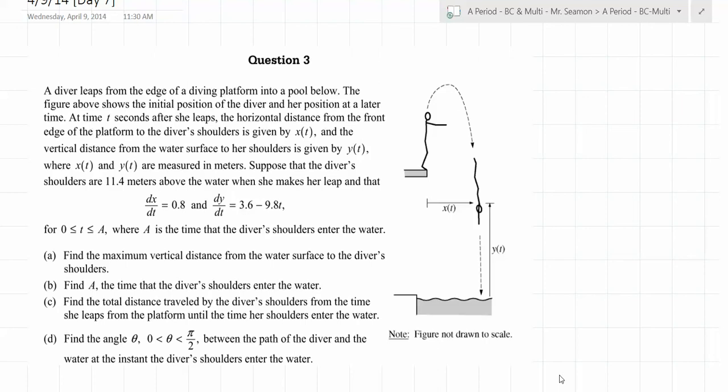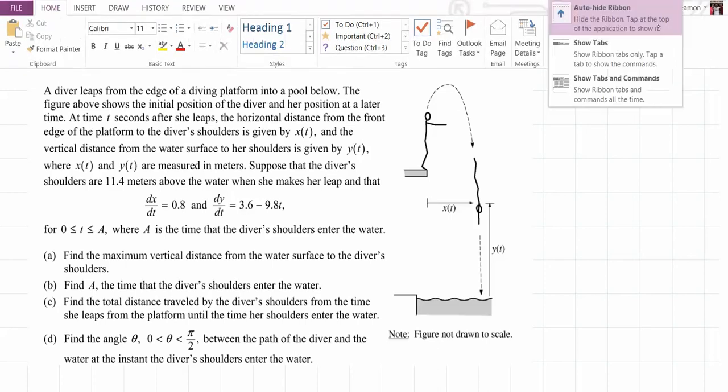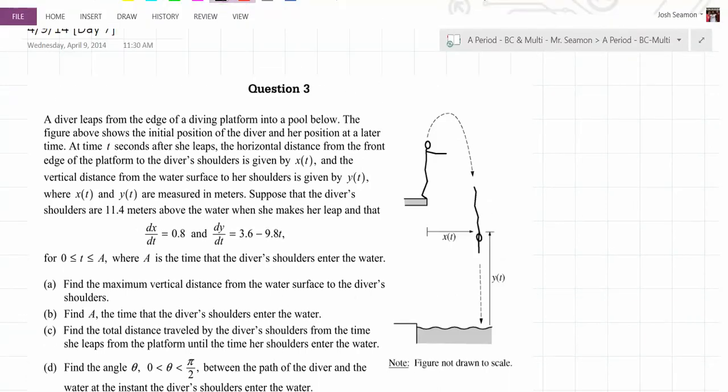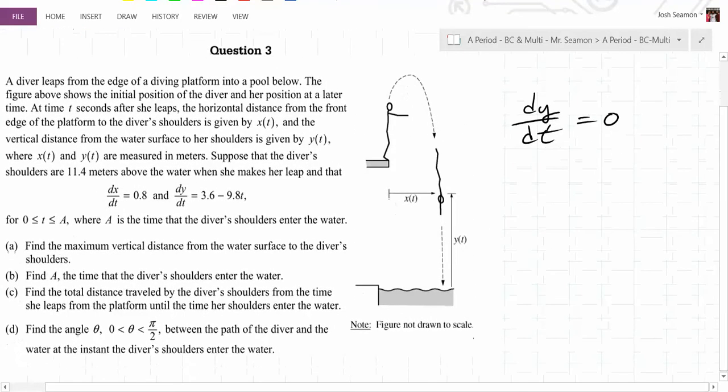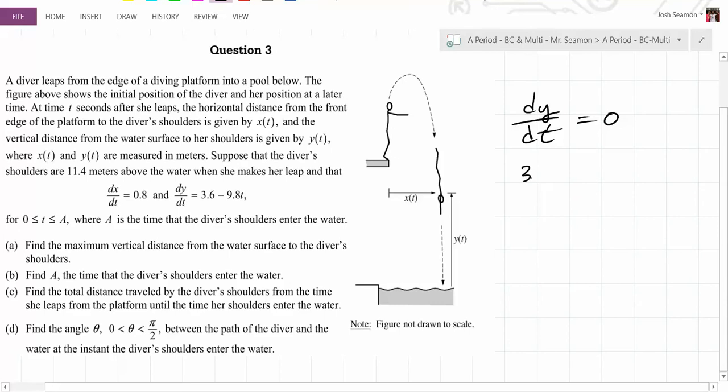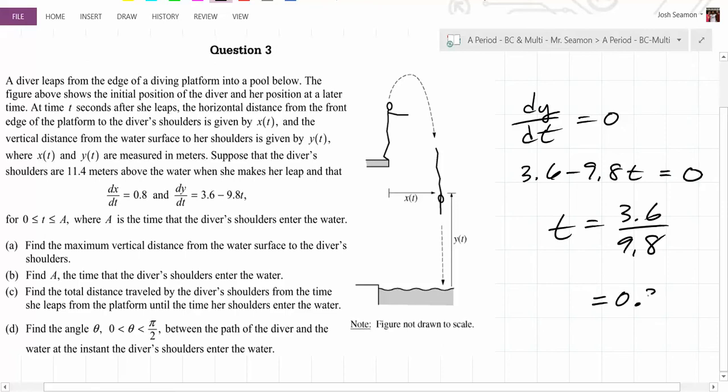So we're looking, just simply put, for when dy/dt equals 0. We want to know what time that is, right? So we know what dy/dt is: 3.6 minus 9.8t is equal to 0. So we're going to end up with t equal to 3.6 over 9.8, which is 0.367.